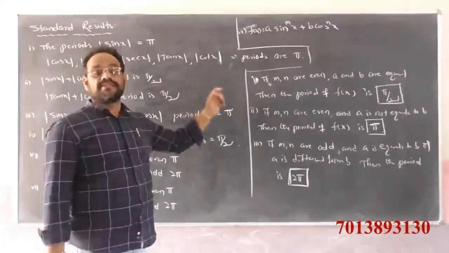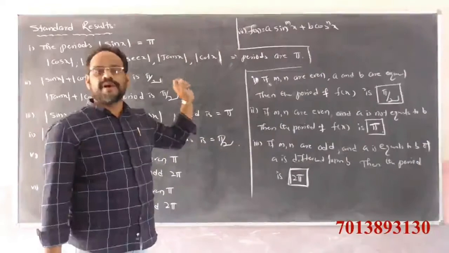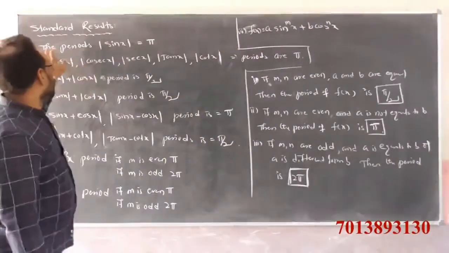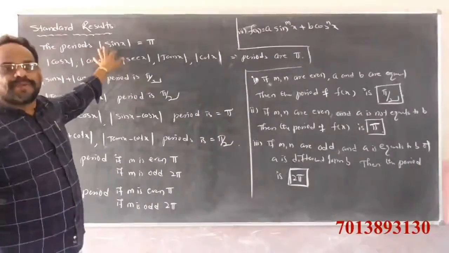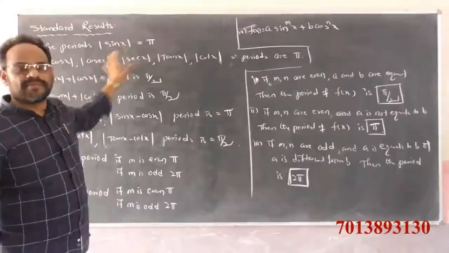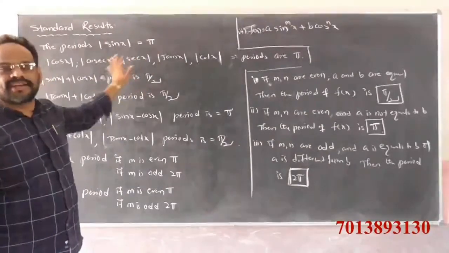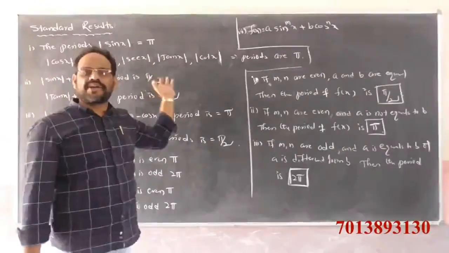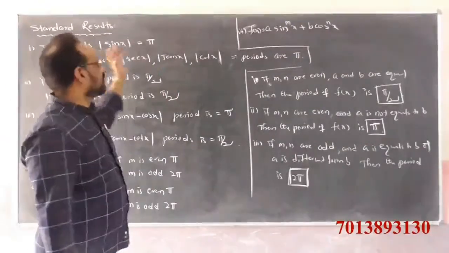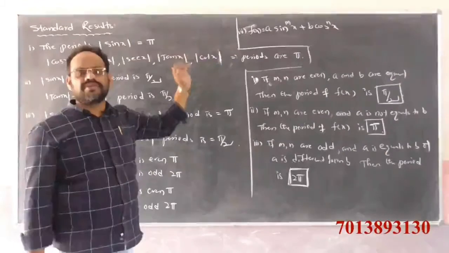Observe here while finding the period. The standard points are very, very important. That is, modulus of sin x: the period is clearly pi. Modulus of cos x, pi. Modulus of tan x, pi. Modulus of secant x, pi only. Modulus of cot x, pi only. Modulus of cosecant x also, pi only.